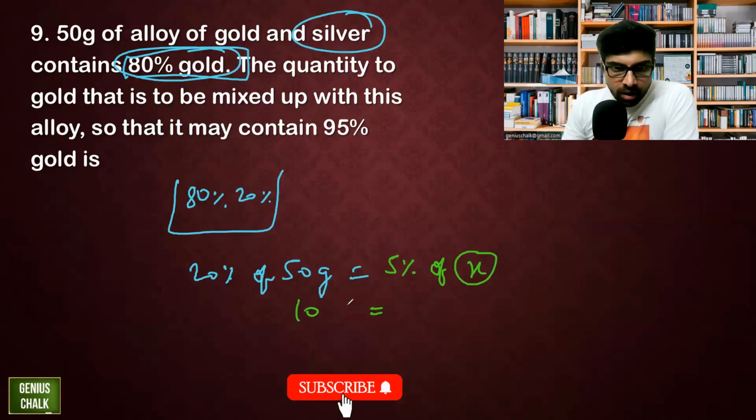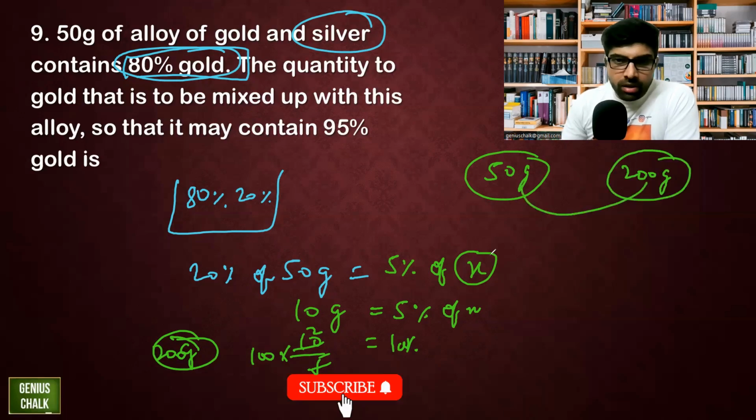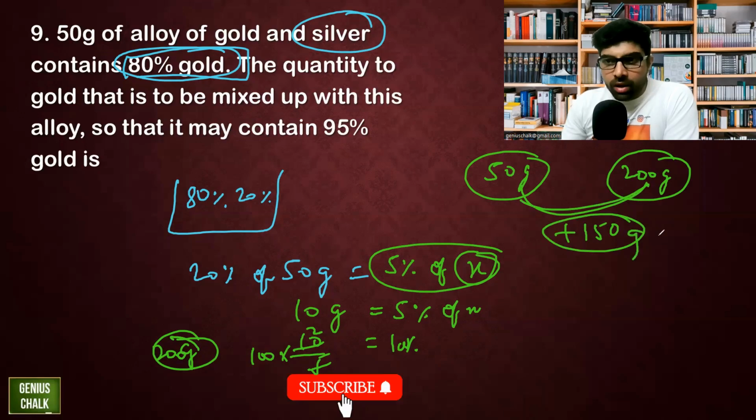1 by 5. So 10 gram is 5% of new. So 1% will be 10 by 5, which is 2. 100% will be 2 into 100, that is 200. That means earlier the alloy was 50 gram, now the alloy is 200. We know that silver is constant, so what we have added is the difference of both, 150. That means we have added 150 gram of gold in this.